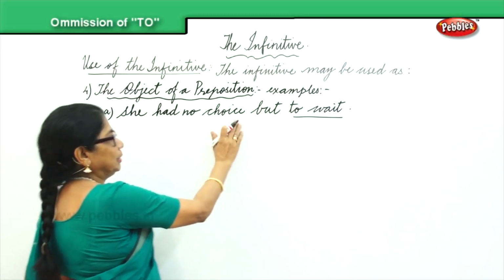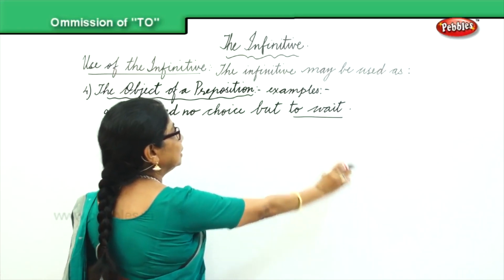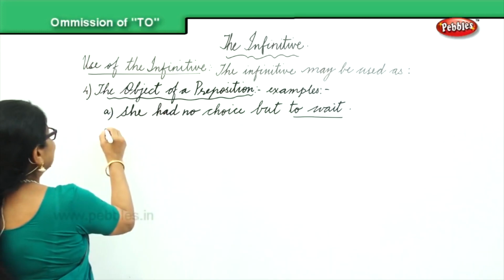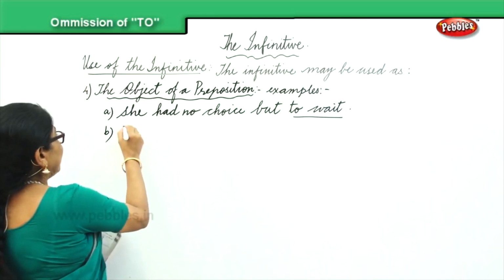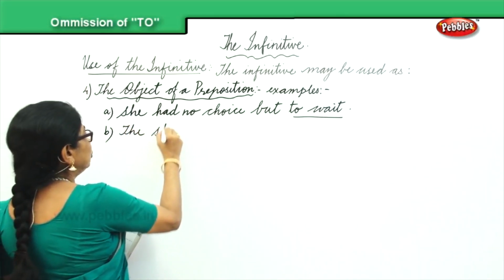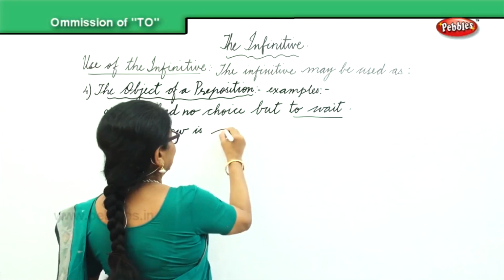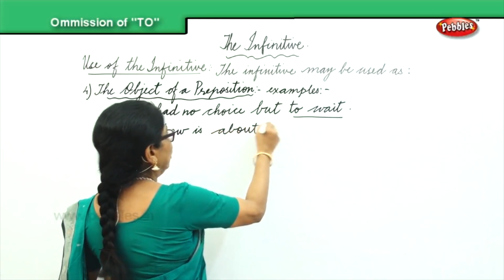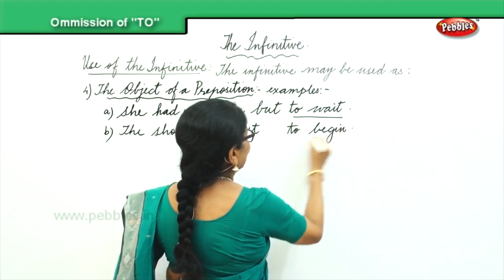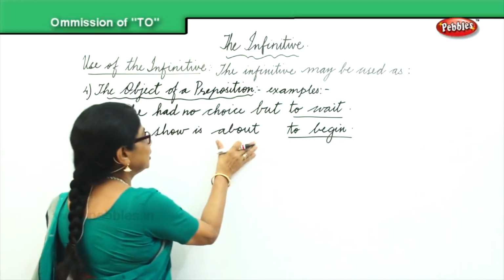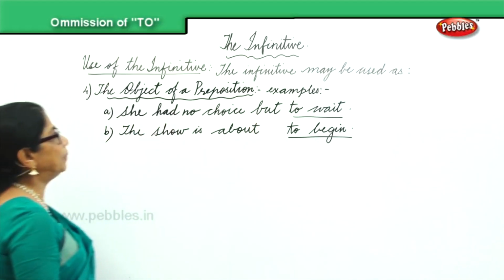Now, she had no choice but to wait. We're talking about the preposition. In the second example of the object of a preposition, we have: The show is about to begin. So to begin is the object of the preposition about, and to wait is the object of the preposition but.